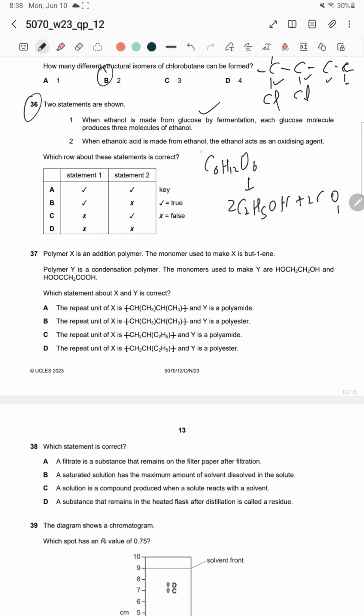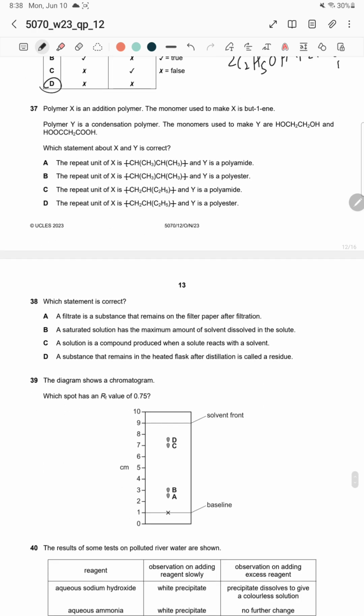When ethanoic acid is made from ethanol, the ethanol acts as an oxidizing agent. The oxidizing agent is the one that undergoes reduction. So ethanol is oxidized in this process. So this is also an incorrect statement. So the right option is D.